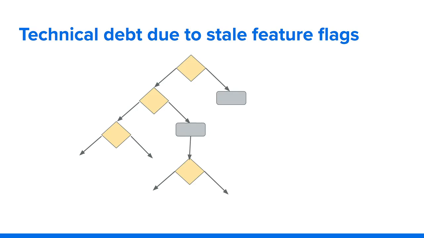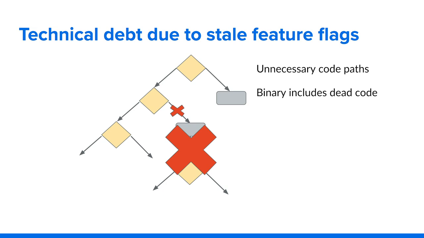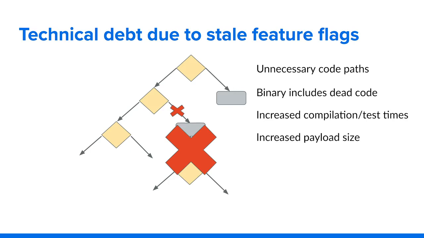Consider the abstraction of some code where the branching is due to feature flags. When a flag becomes stale, this branch can be removed from the code. Not removing that flag and the related code has many drawbacks. It introduces unnecessary code paths, increases the binary size due to dead code, increases compilation and test times, increases the overall network payload, and overall it makes coding much more complex for the developer.